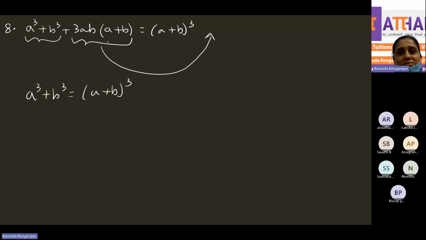Now this is one term. 3ab into a plus b is one term. So it was plus 3ab into a plus b. It becomes minus 3ab into a plus b when it goes to the other side.